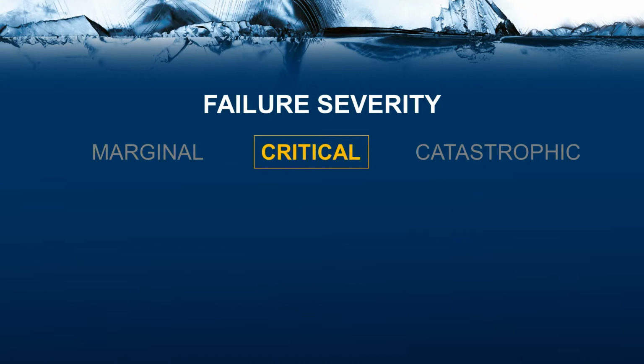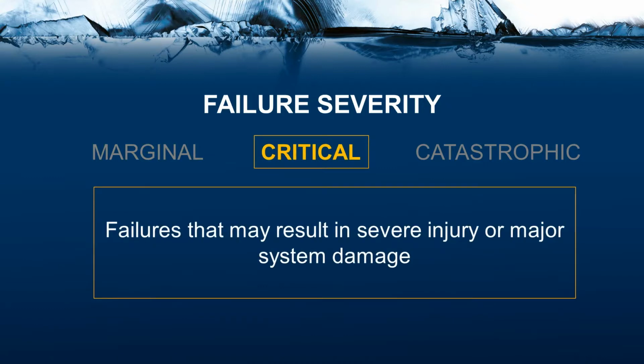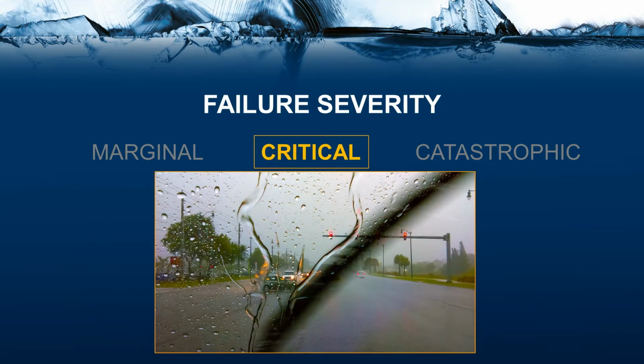Next is critical severity, defined as failures that may result in severe injury or major system damage. One example is a windshield wiper in a car. If it is not working and it is raining heavily, it may lead to a serious accident, and your visibility will be impaired. You will not be able to know where you are going. When you have to brake, you can't see the signals, and such small things can create a serious accident. Similarly, poor brakes in a car may lead to critical failure leading to accidents. So we should be careful.